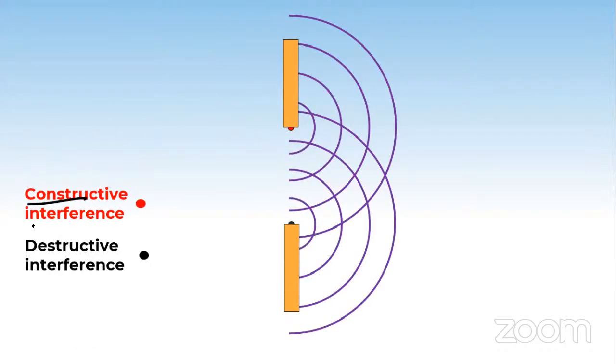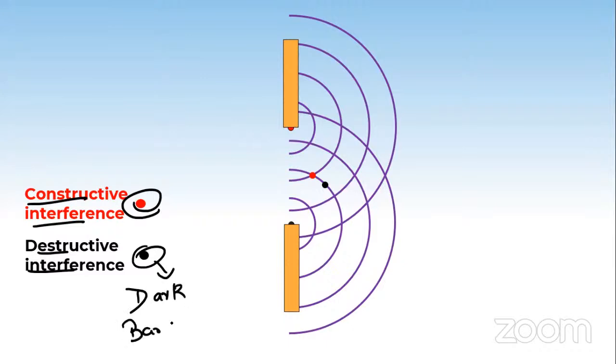So, constructive interference and destructive interference, we'll see now. The red points are the points of constructive interference, and the black points are the points of destructive interference. Like this is for the dark band. This is for the bright spots or the bright bands.